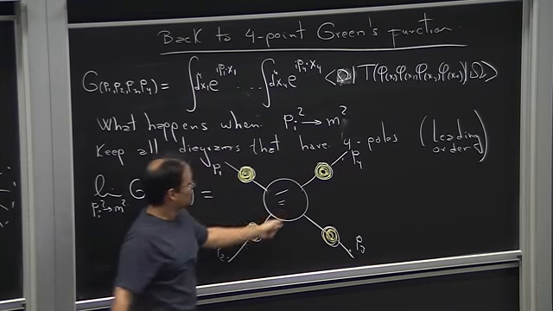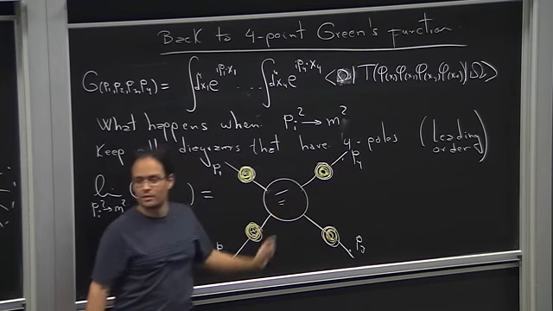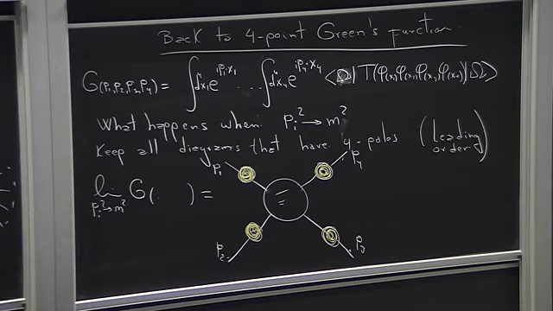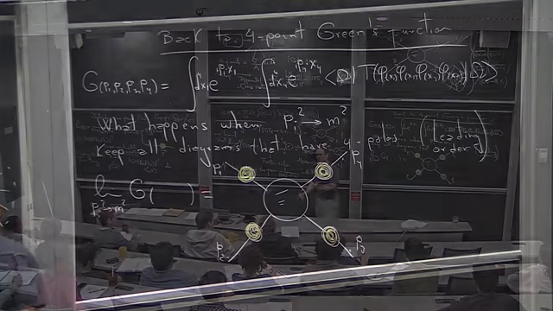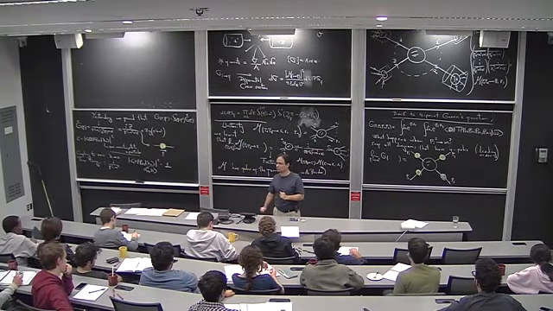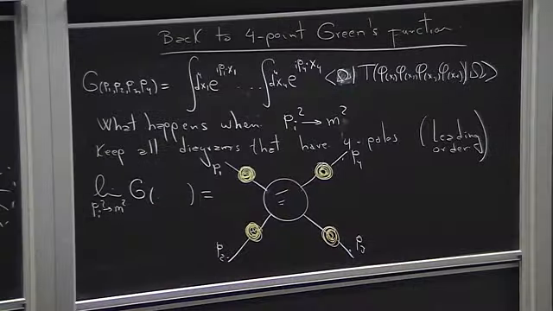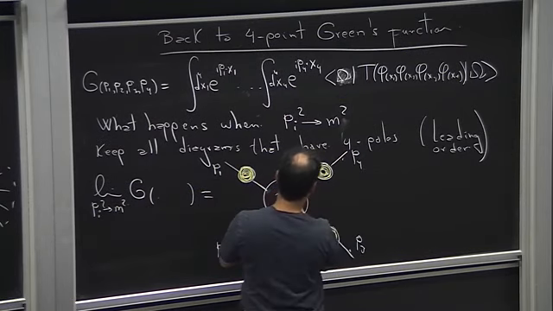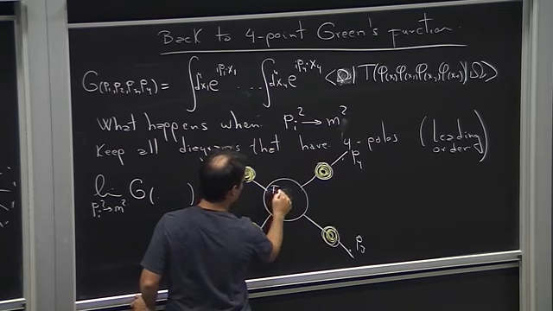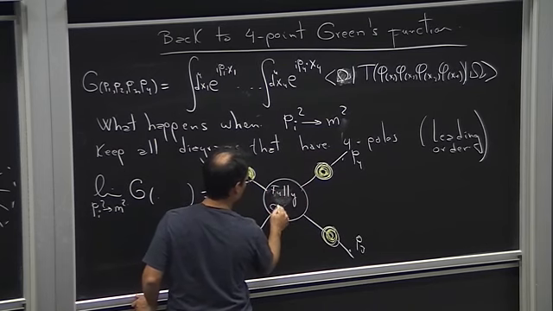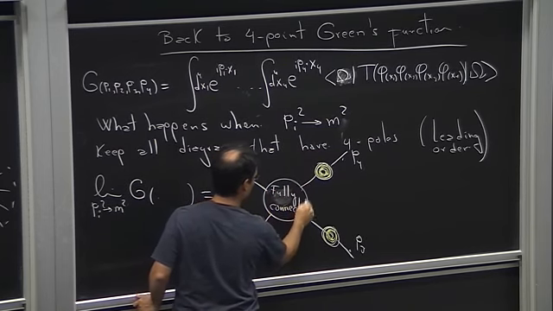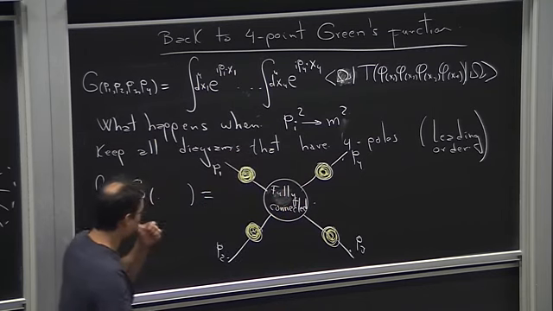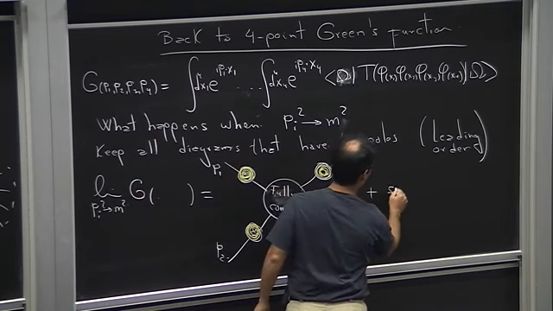Now, which diagrams did have the 4 different poles? The ones that were fully connected. Did you all get that today in the tutorial? So the ones that contain all 4 poles are the ones that are fully connected. And there will be subleading ones.